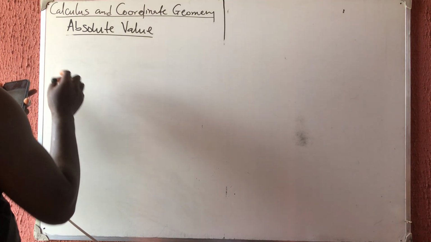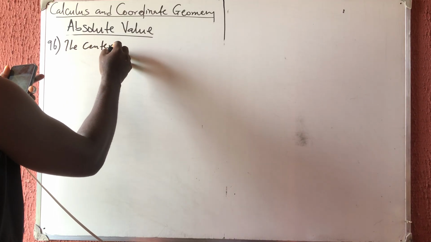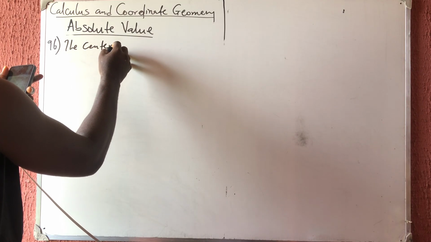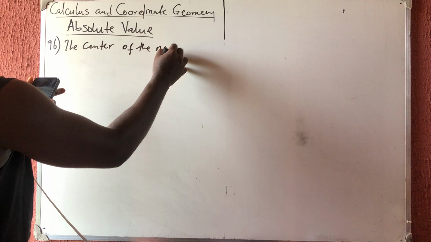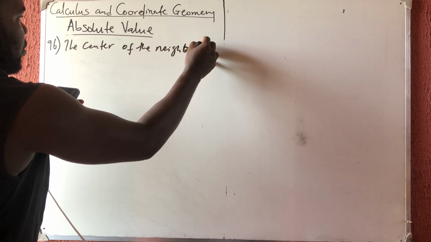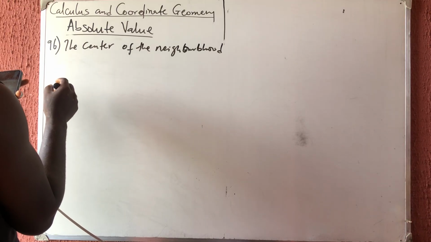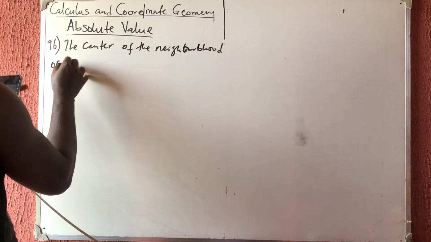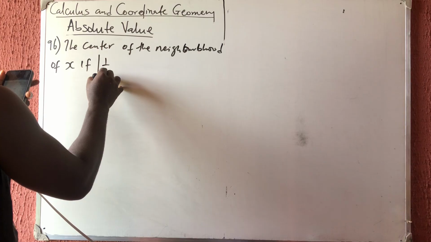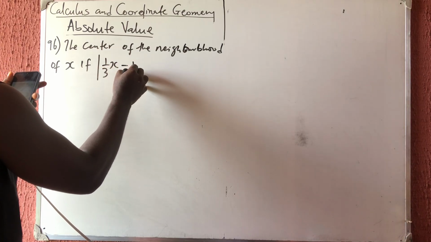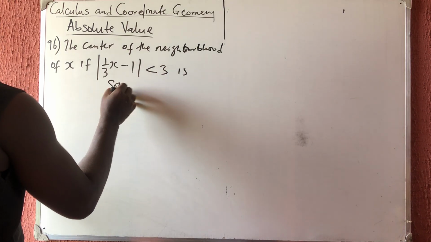So 96 said: the center of the neighborhood of x, if the absolute value of 1 over 3 x minus 1 is less than 3. Okay, this is very simple, the same thing.